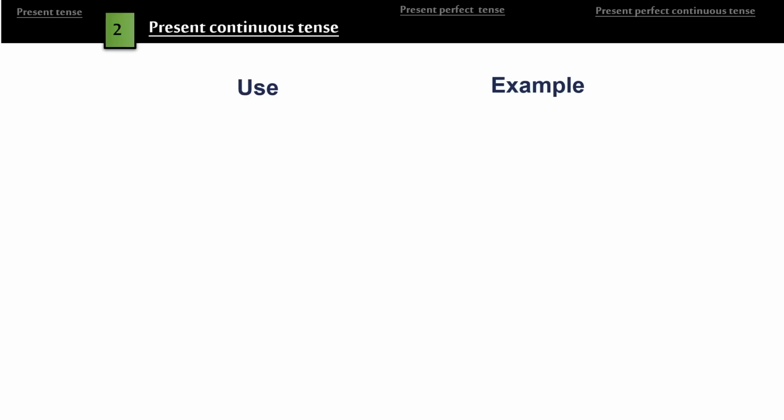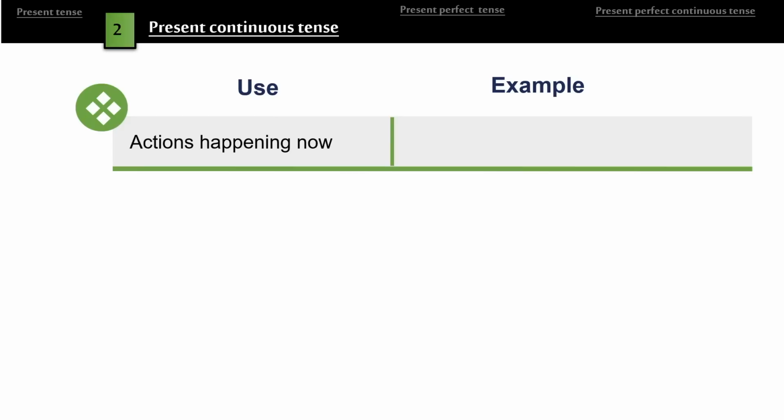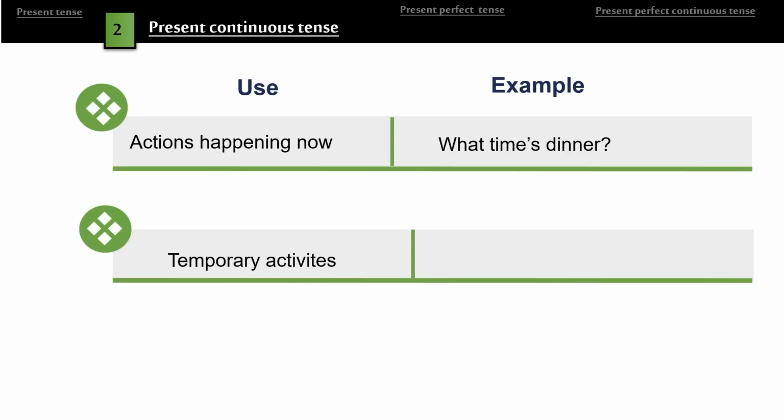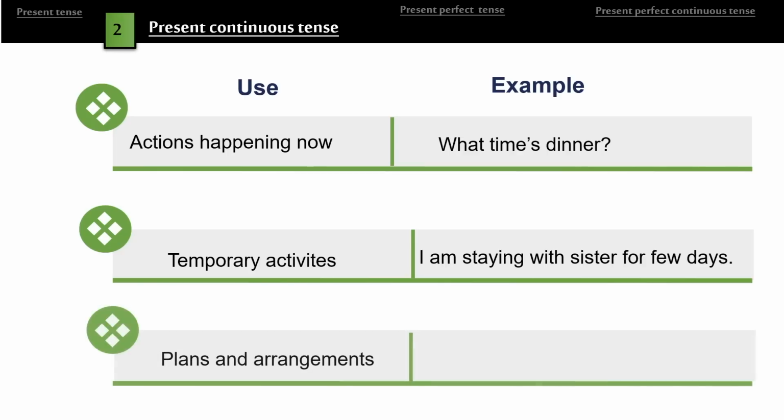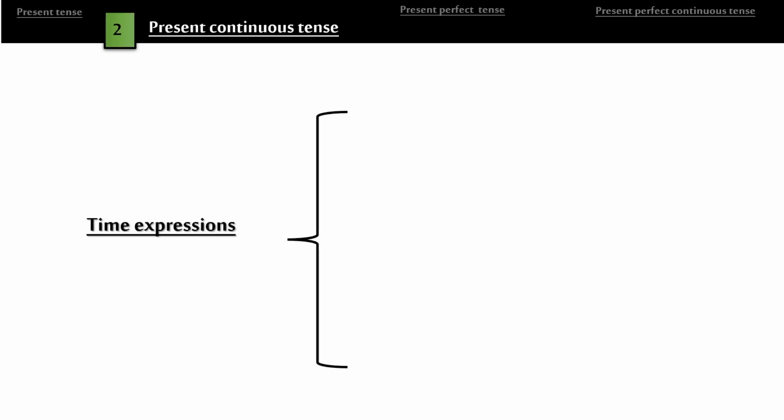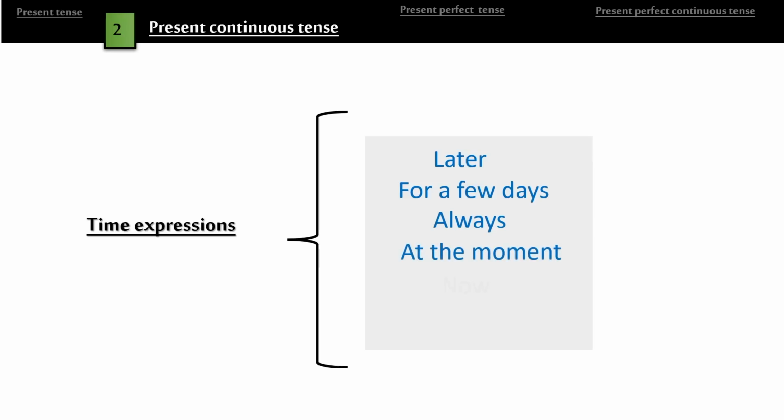We use the present continuous to talk about actions happening now. Example: what time's dinner? Temporary activities. Example: I am staying with my sister for a few days. Plans and arrangements. Example: we are moving to London in June. We use time expressions like later, for a few days, always, at the moment, now, currently.